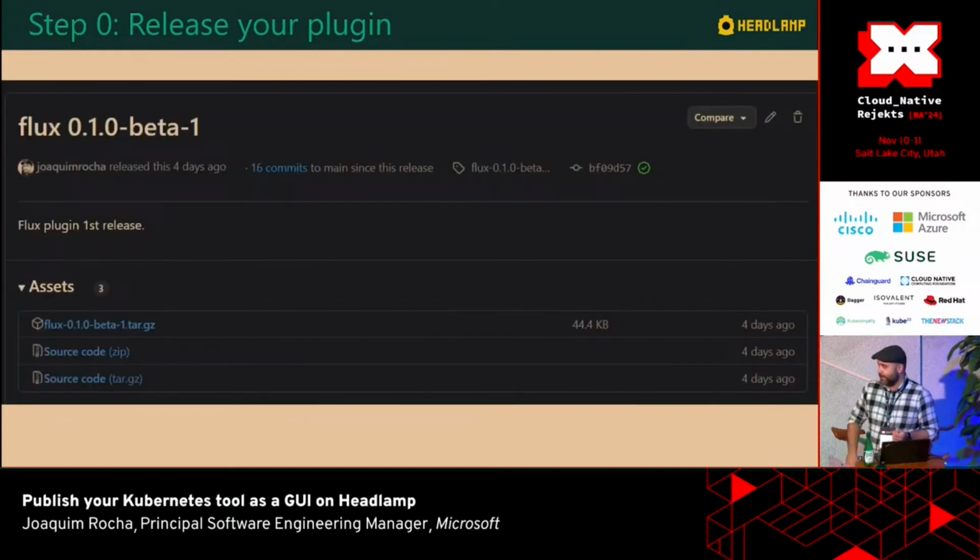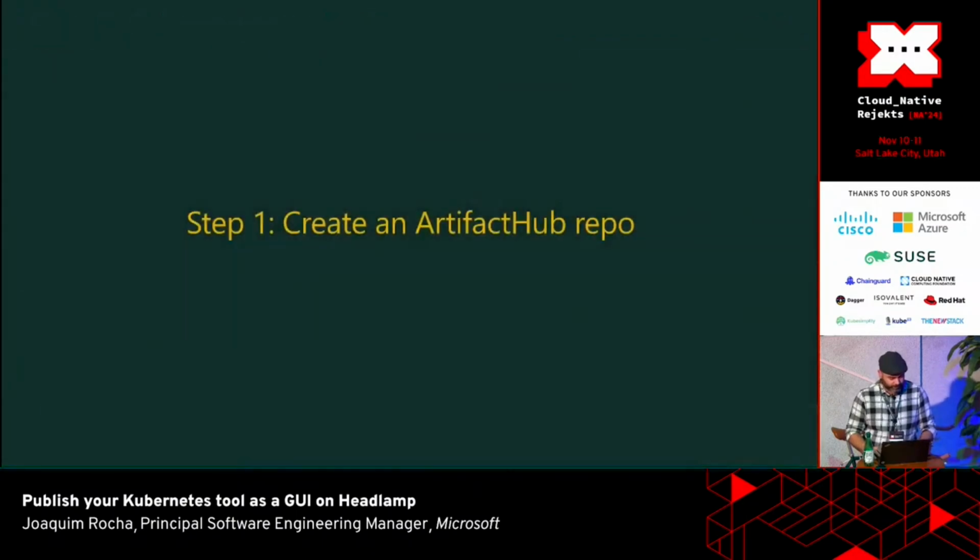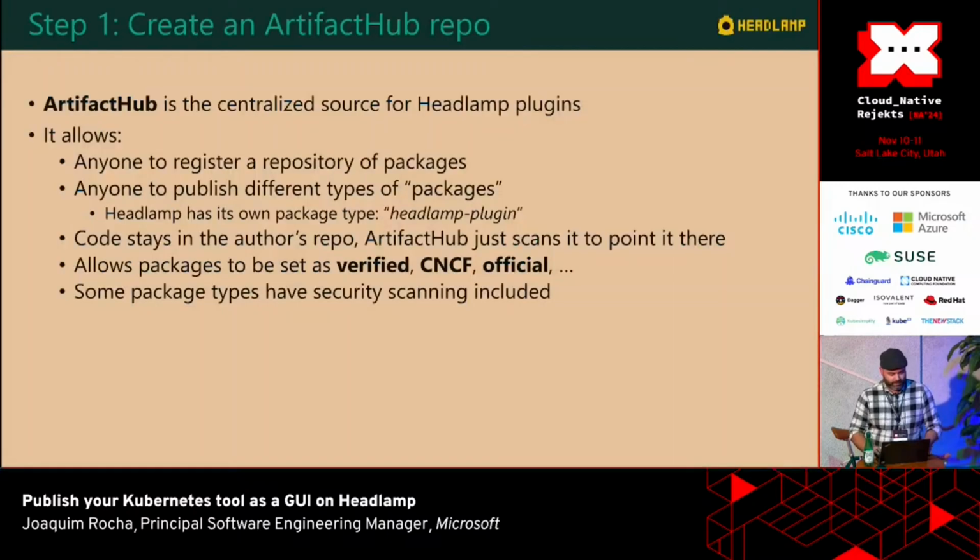All right, so on the screen we have a screenshot of what the release looks like on GitHub. This is the Flux one, and it just has the tarball. You can just copy or download the URL, and download the package from that. Okay, so now your plugin is available online. But we want to bring it to users that are using Headlamp with the plugin catalog. And the first thing to do is to create a repo on ArtifactHub. So this means that the plugin catalog actually uses ArtifactHub as a centralized source for all the plugins.